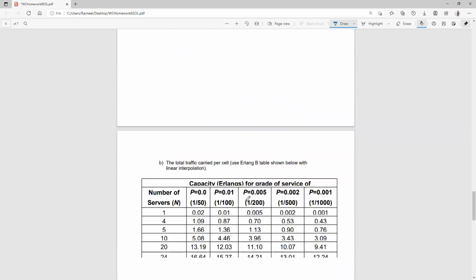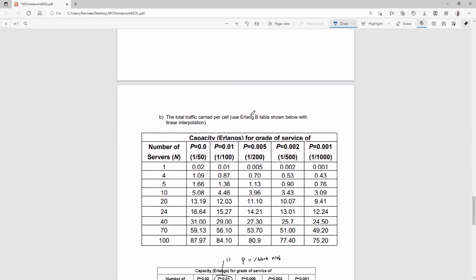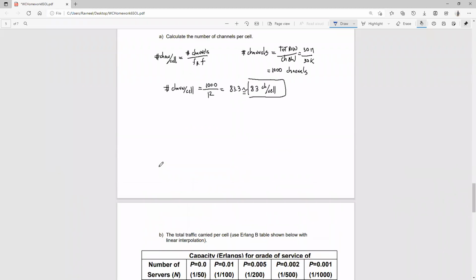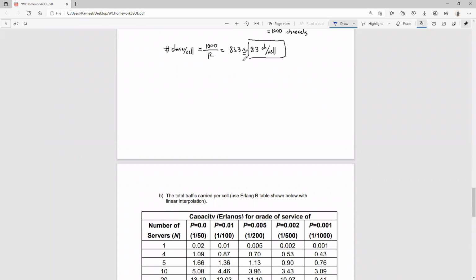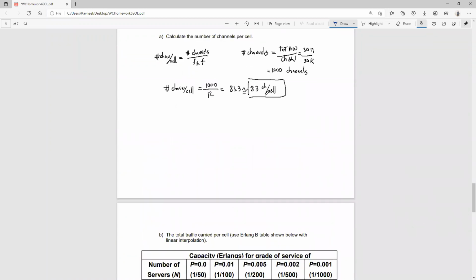So moving on to the last question of this week's tutorial, that is B, the total traffic carried per cell. Use the Erlang B table shown below with linear interpolation. Erlang is the unit of measuring capacity, the total traffic carried per cell, and this is the table that we need to use. The number of servers, or the n value, is basically equivalent to the number of channels per cell, which we have calculated over here.